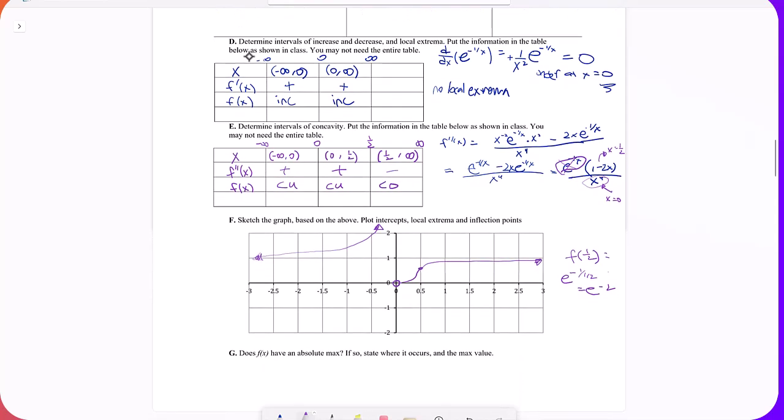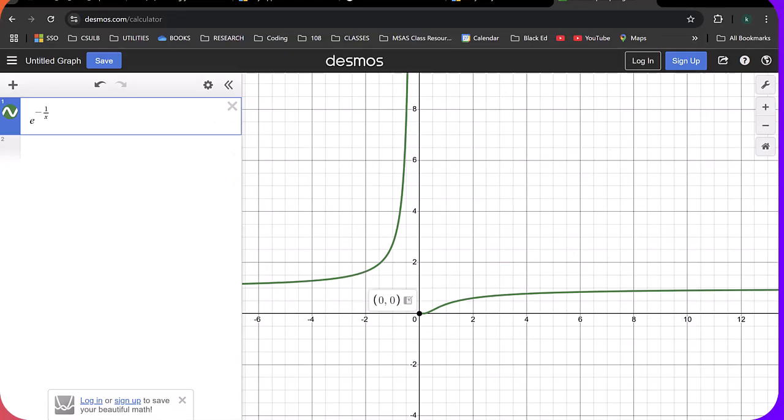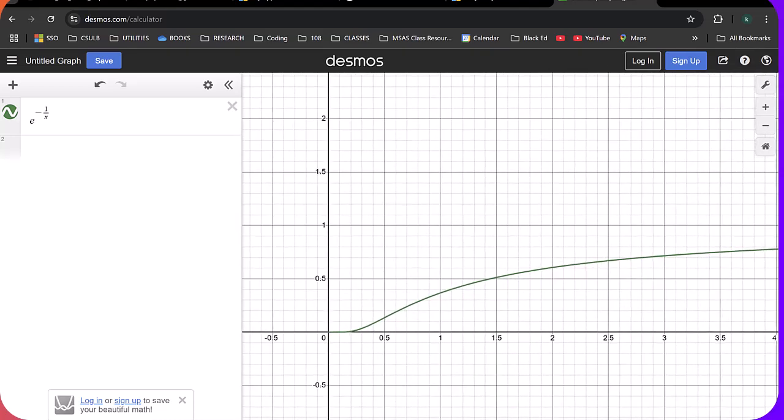Does f have an absolute max? If so, state where it occurs and the max value. Well, given the fact that we have a vertical asymptote, I don't think so. So just to repeat, here we go. And you can see the concave up over here, and it switches to concave down over here. Beautiful.